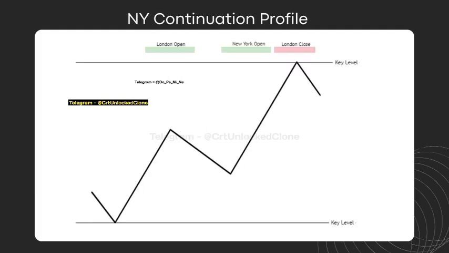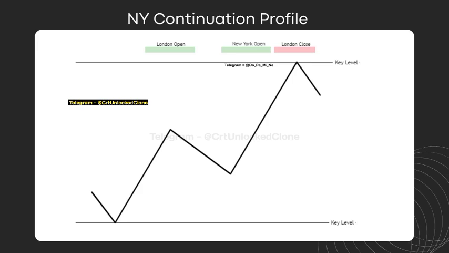Now moving on, here we got the second half of the profiles, which as I said before, these two profiles that we're going to be discussing now will deal with the second half of the day, meaning from New York Open till the daily candle closes. The first two profiles that we discussed dealt with the first half of the day, whereas the rest of these profiles will deal with how price forms throughout the second half of the day, during New York Open and London close, right?